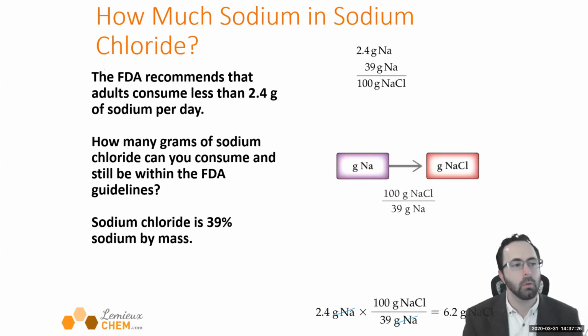So here's a kind of problem that would be related to that. We already figured out that we can use this relationship, 39 grams of sodium per 100 grams of sodium chloride. It says the FDA recommends that adults consume less than 2.4 grams of sodium per day. How many grams of sodium chloride can you consume to still be within the guidelines? So we know how much sodium we can have, but not how much sodium chloride. We do recall from the last slide, sodium chloride is 39% sodium by mass.